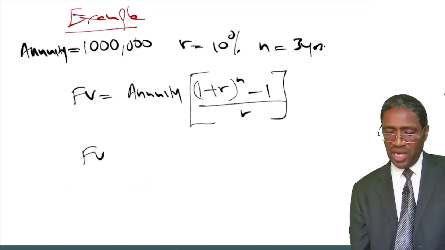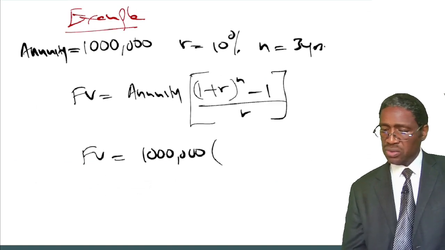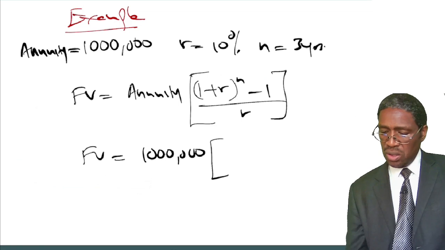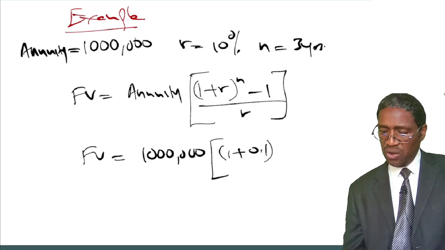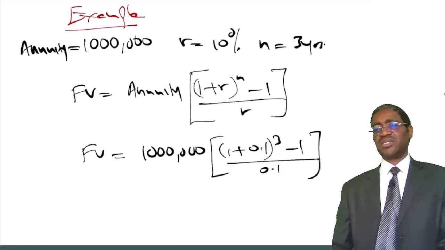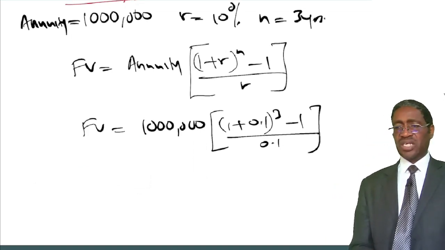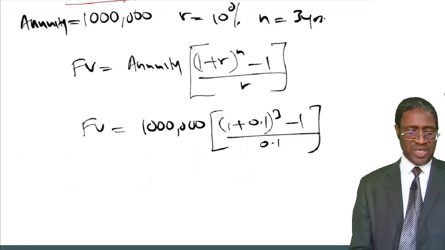So our future value will be 1 million, which is the annuity, into 1 plus 0.1 to the power of 3 minus 1, everything divided by R, which is 0.1. Let's get that. So I get the solution in the bracket first.